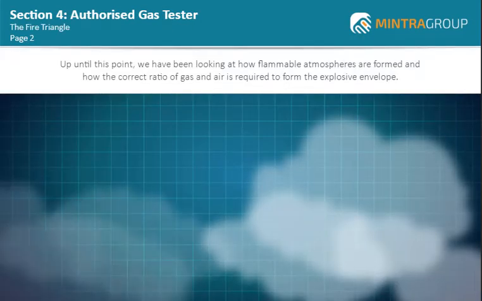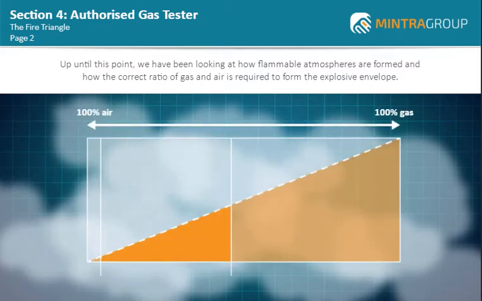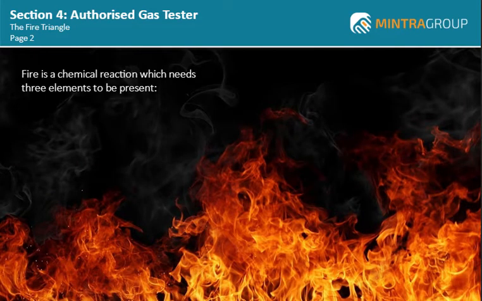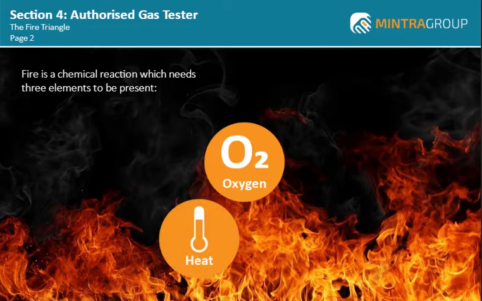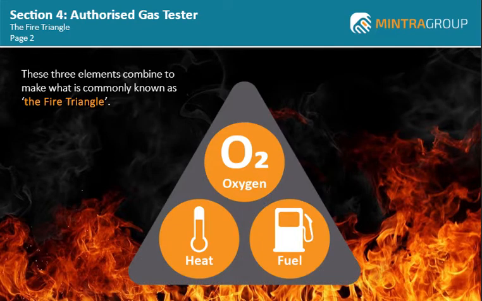Up until this point, we have been looking at how flammable atmospheres are formed and how the correct ratio of gas and air is required to form the explosive envelope. Let's now look a little closer at what happens when fire is created. Fire is a chemical reaction which needs three elements to be present: oxygen, heat, and fuel. These three elements combine to make what is commonly known as the fire triangle.